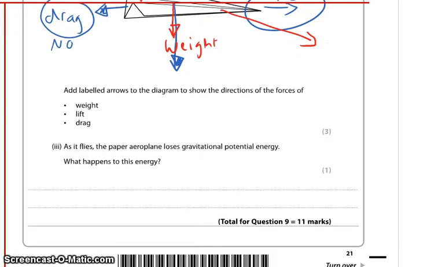As it flies, the paper airplane loses gravitational potential energy. What happens to this gravitational potential energy? Well, there's going to be a conversion of GPE into KE, okay, kinetic energy. So it's going to increase its speed as it gets closer to the ground.